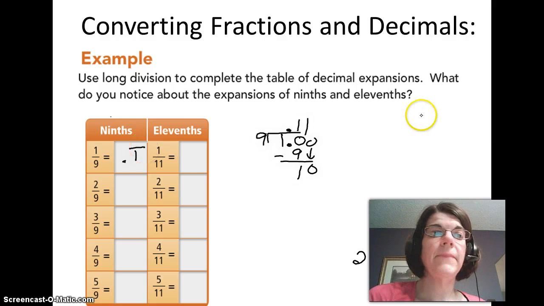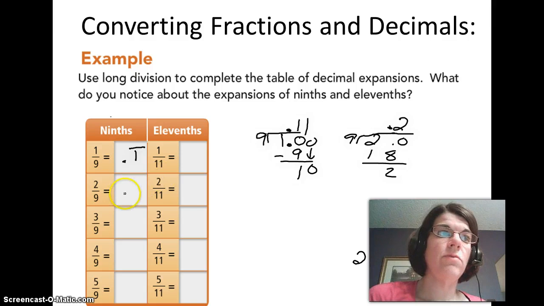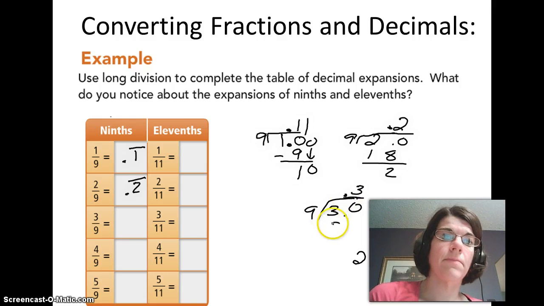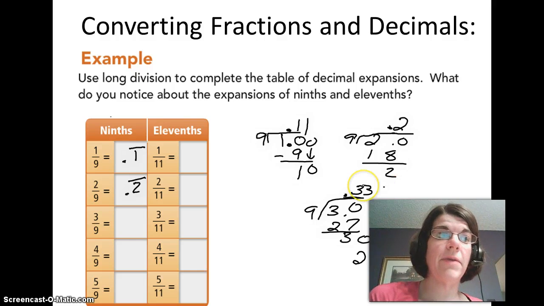So we got 0.1 repeating. If we take 2/9, 2 goes in, 9 stays out. Okay, add a decimal and a 0. It goes in twice, and we did this one already, and we get 0.2 repeating. If I take 3/9, I'm going to get 0.3 repeating. Do you see a pattern going on?